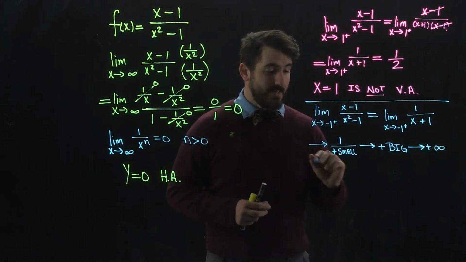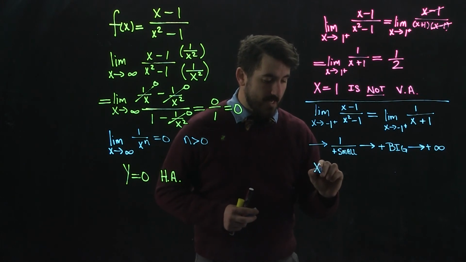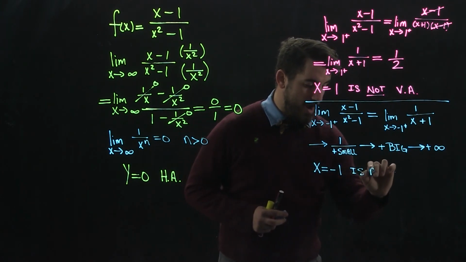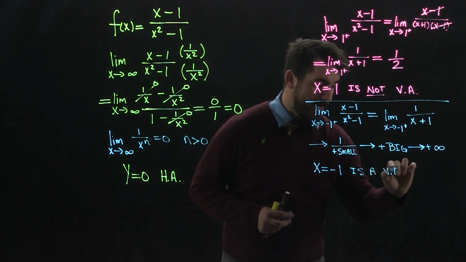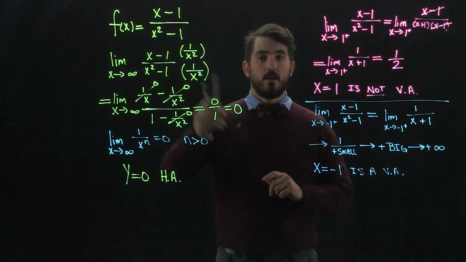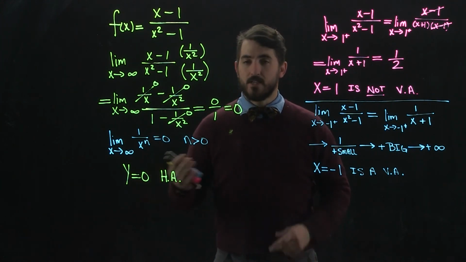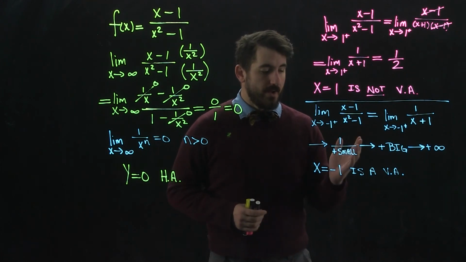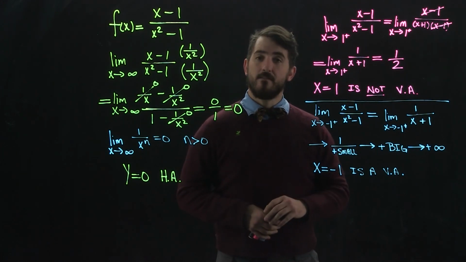So then by definition, we get x equals negative 1 is a vertical asymptote. So for this function here, we have y equals 0 is a horizontal asymptote, and we have x equals negative 1 is a vertical asymptote.